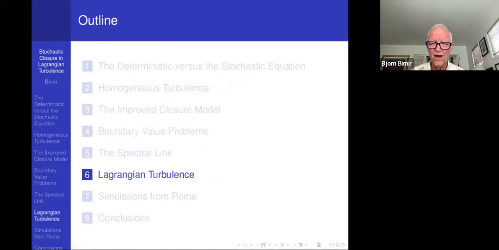Okay, we are done with boundary homogeneous and boundary turbulence. I didn't go into the details, but we used the structure functions for homogeneous turbulence to compute these generalized Townsend-Perry constants for the boundary turbulence. But now let's see if we can use the tools we have to understand Lagrangian turbulence.